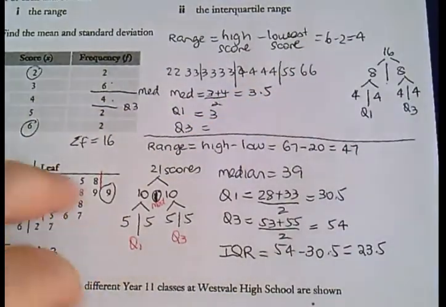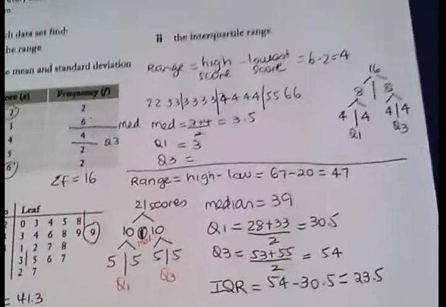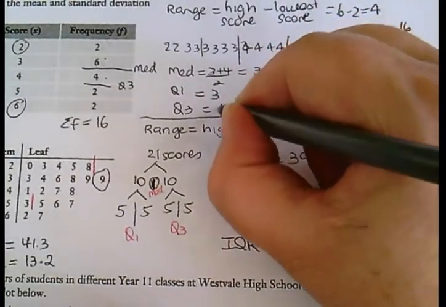Or here, if I write the data out, can you see it? Really tricky in the table, girls. Really tricky. So, what's Q3? The average of 4 and 5, which is 4.5.